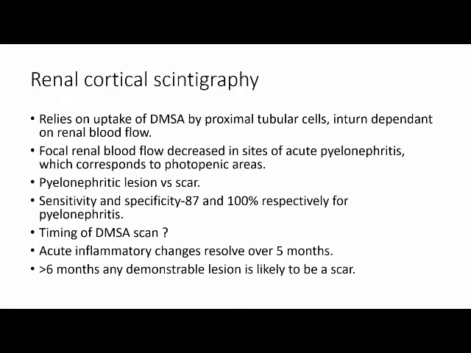Now coming to renal cortical scintigraphy. DMSA-based renal cortical scintigraphy relies on the uptake of DMSA by proximal tubular cells, and in turn it is dependent on the renal blood flow. The focal renal blood flow is usually decreased in sites of acute pyelonephritis, so it appears as a photopenic defect when we take the films using a gamma camera. The main use of DMSA in our setting is to look for any residual scars after an attack of upper urinary tract infection.